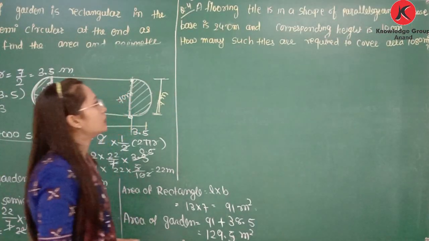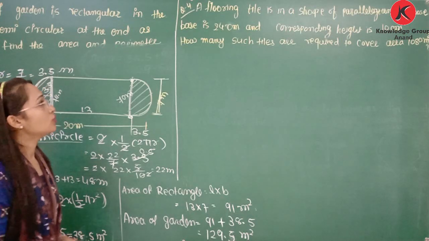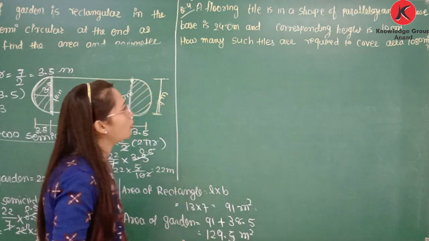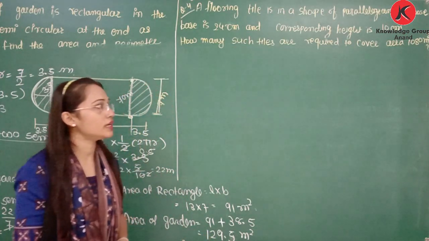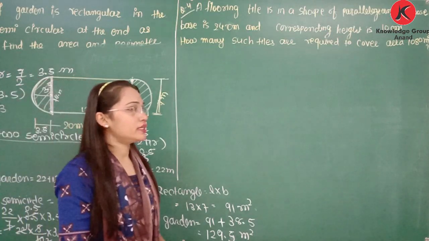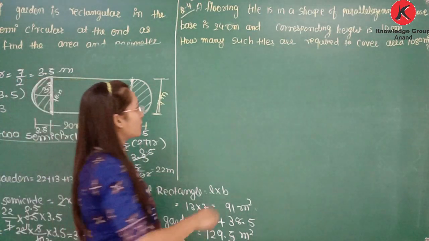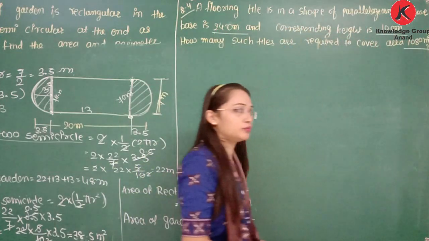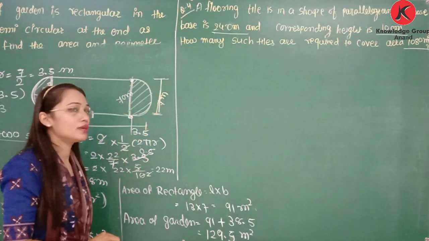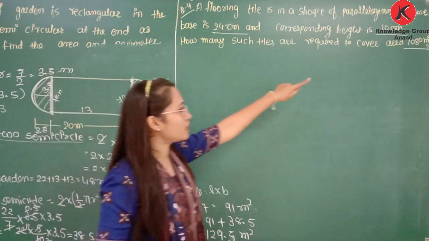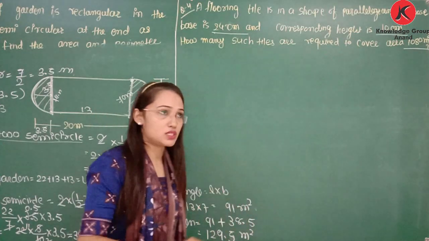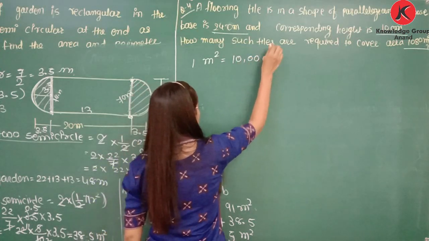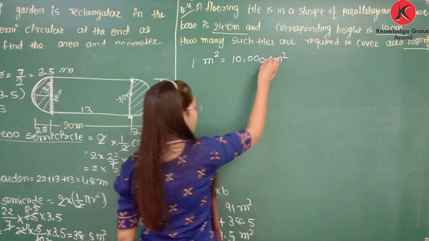Now question number 4. A flooring tile is in the shape of a parallelogram whose base is 24 cm and corresponding height is 10 cm. How many such tiles are required to cover an area of 1080 meter square? So here you can see these units are in centimeter and this is in meter. So how many tiles are required to cover this area? First of all, we will convert that meter square into centimeter square, so it will be easy. So 1 meter square is equal to 10,000 centimeter square. How can we derive this?